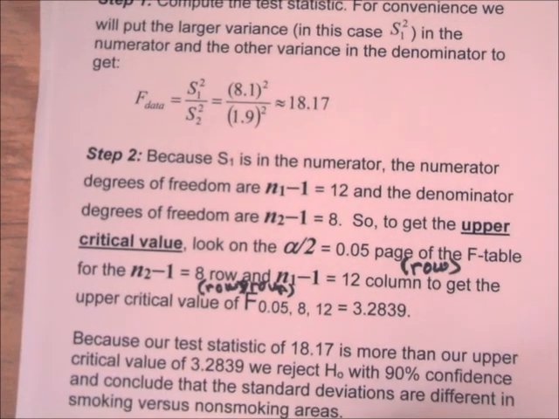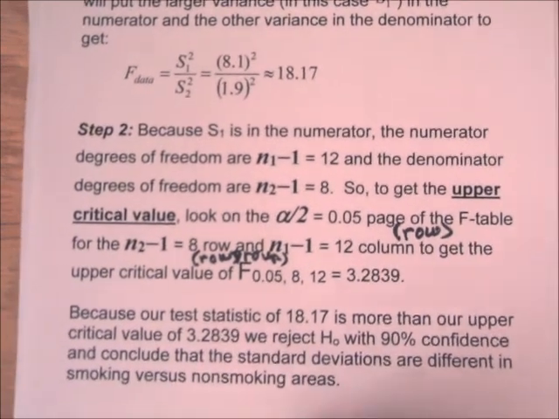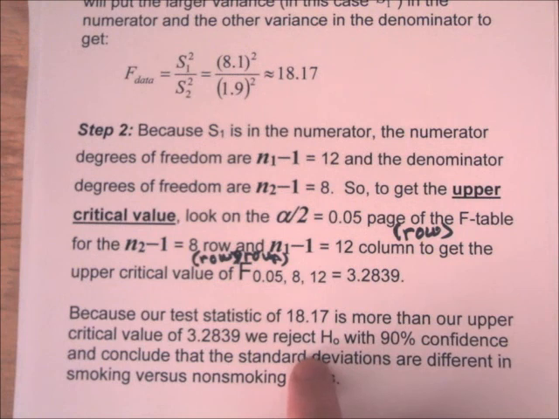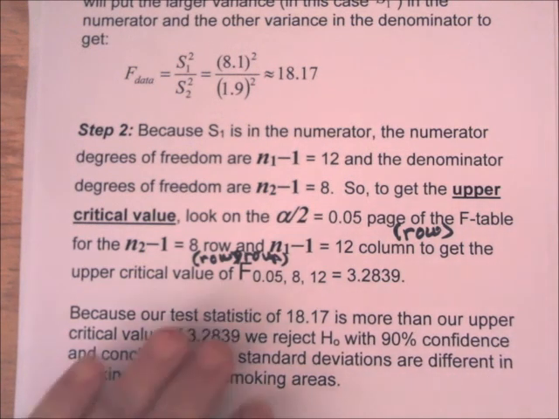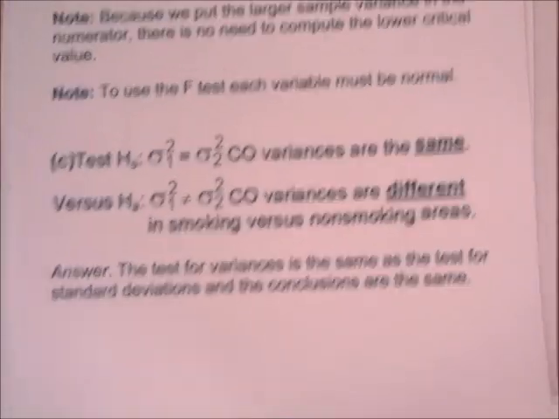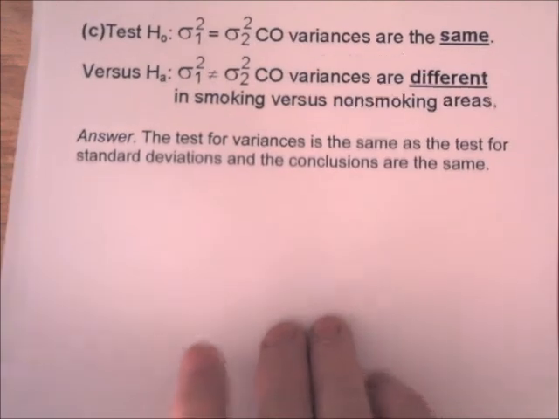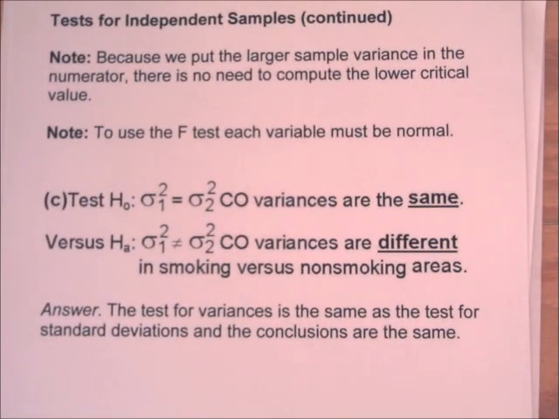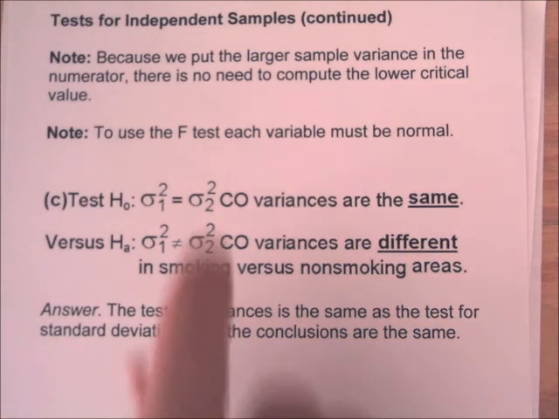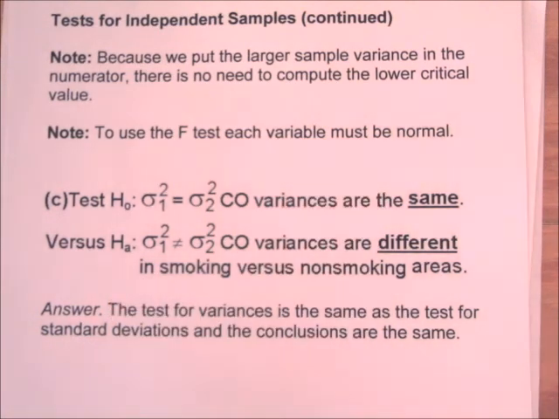3.28 approximately. And because our test statistic is more than our upper critical value, we reject H0 with 90% confidence and conclude the standard deviations are different in smoking versus non-smoking areas. And just a note about this, because we put the larger sample variance in the numerator, there's no need to compute the lower critical value. Another note, to use the F-test, each variable must be normal.